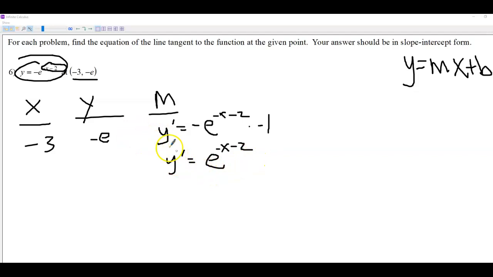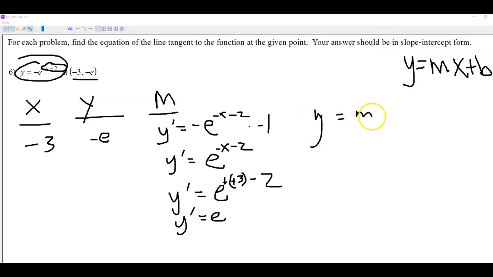Now I need to plug in the x value that they give me, which is negative 3. So if I were to plug in a negative 3 here, let's see what we get. Well, the double negatives become a positive, right? And 3 minus 2 is 1. So that means that y prime is equal to just e to the first power, which I can just write e. So I've got enough information to write my formula now.